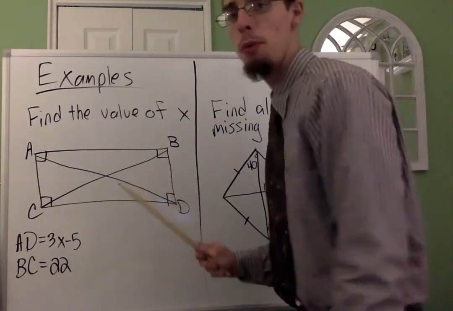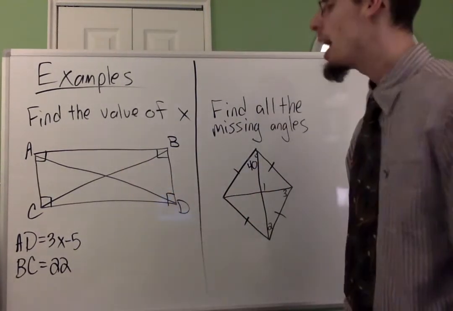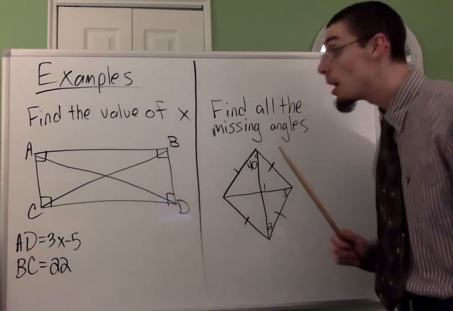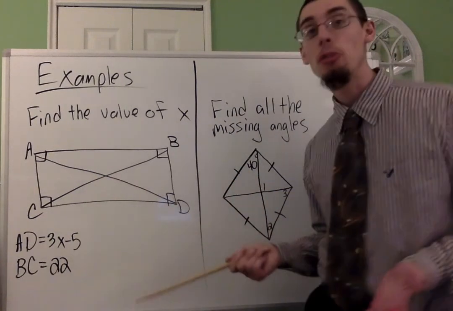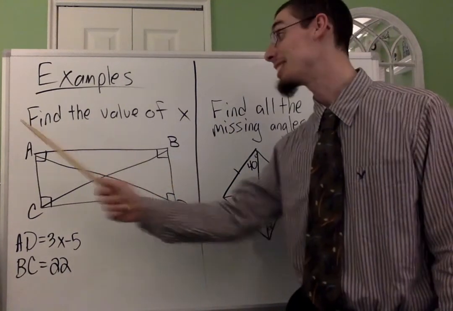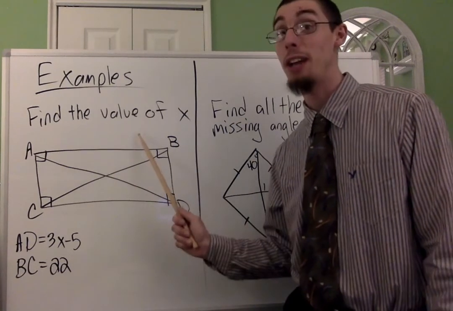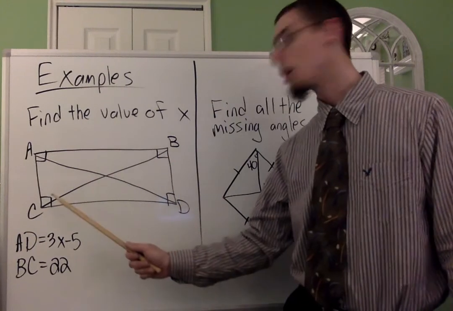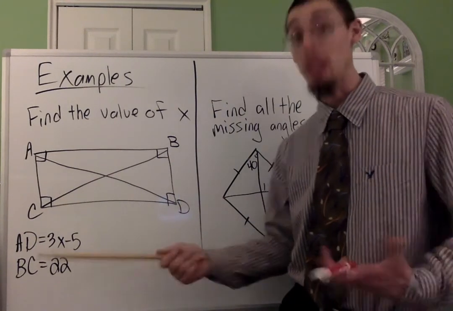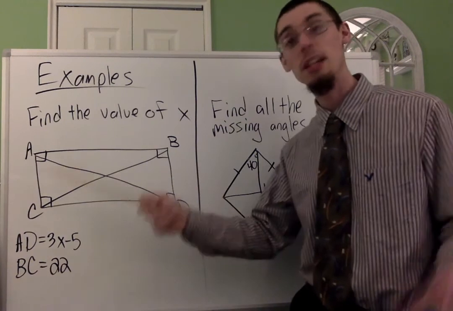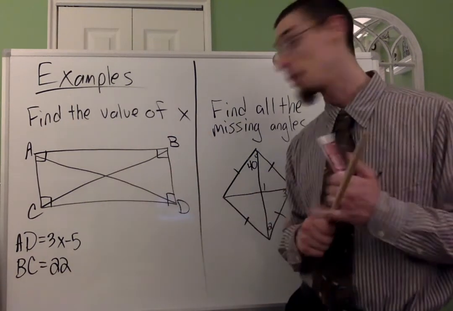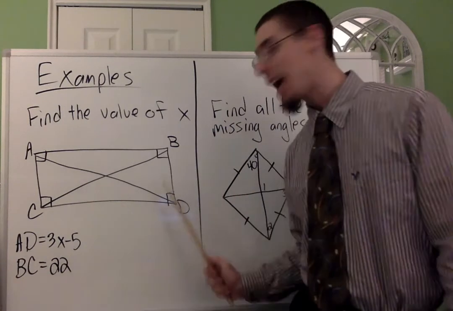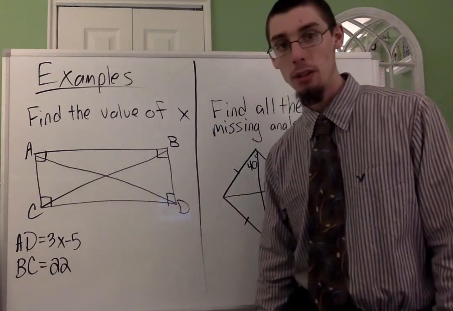So for the first example, we're given a rectangle, and we're asked to find the value of x, right? So how do we know this is a rectangle? Because I didn't tell you, right? It doesn't say find the value of x in this rectangle, and you're not allowed to just assume it. But I do notice there are 4 right angles. That means this is a rectangle. It's got 4 sides, it's got 4 right angles, so it's a rectangle. Which means I know for a fact that the diagonals are congruent.